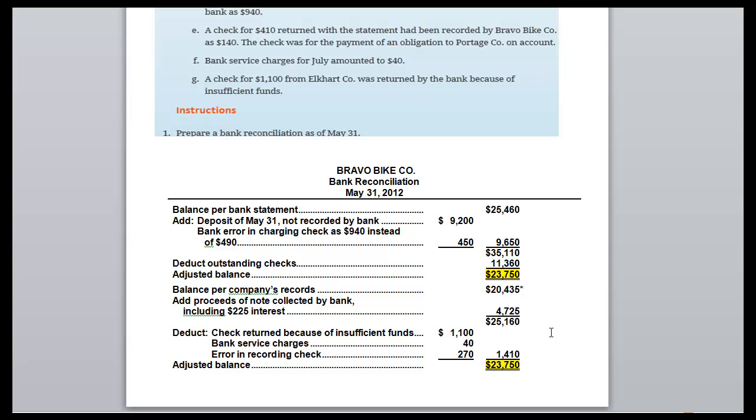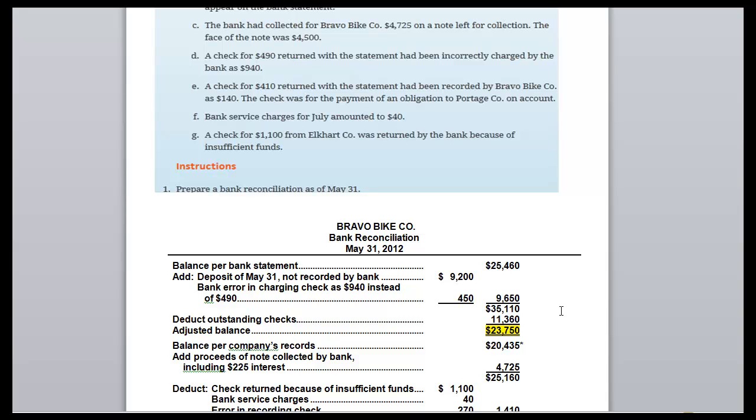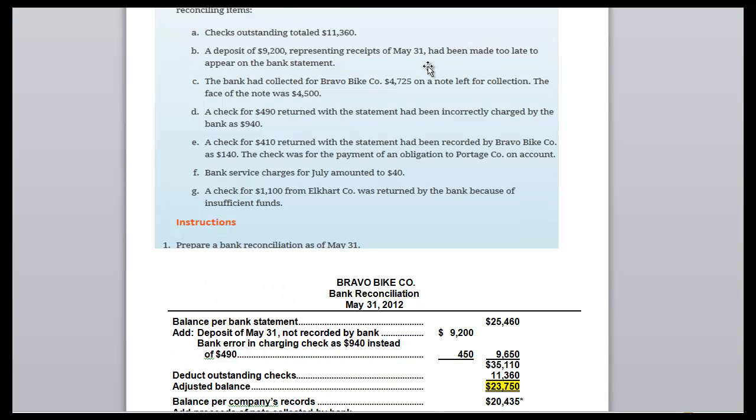So let's take a look now at some of the things that took place here. Okay, we've already talked about the outstanding checks. We talked about the deposits in transit. We collected $4,725 on a note left for collection, so a note receivable. And the difference between these two, we're going to treat that as being interest. The difference between what they owed us and what they paid us is going to be interest. So that's the cost of borrowing money from somebody is interest.